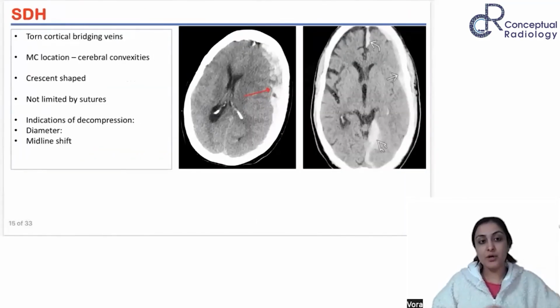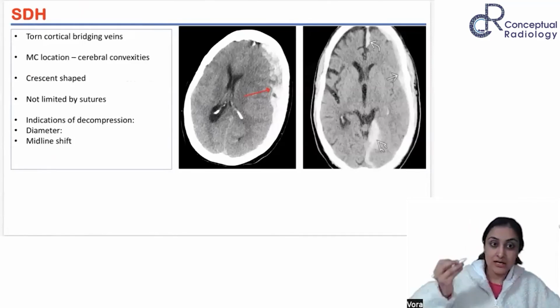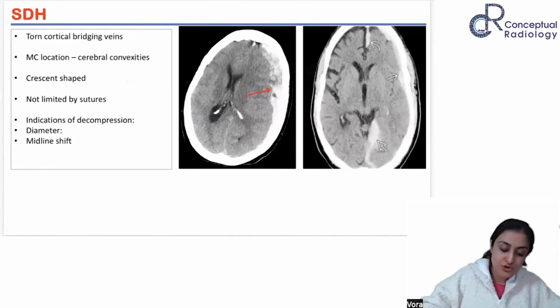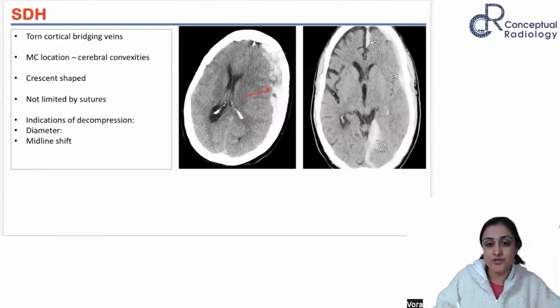Right. Talking about SDH. So SDH is subdural, between the dura and the arachnoid, where you have the bridging veins. So these bridging veins get injured, resulting in SDH. These are most commonly along the cerebral convexities. So how do we know whether it's EDH or SDH, like we were being asked? One most important thing is this freely crosses the sutures, but can it cross the midline? No, this cannot cross the midline.